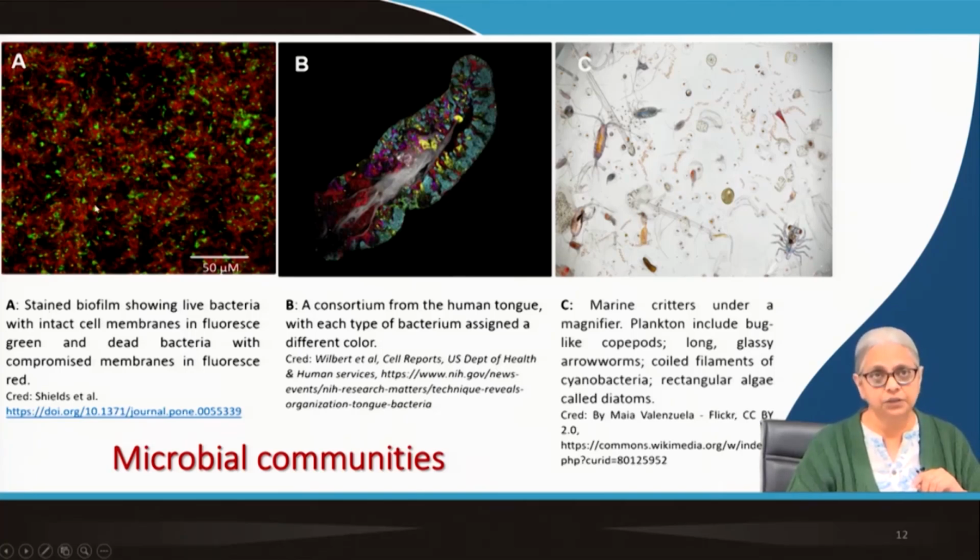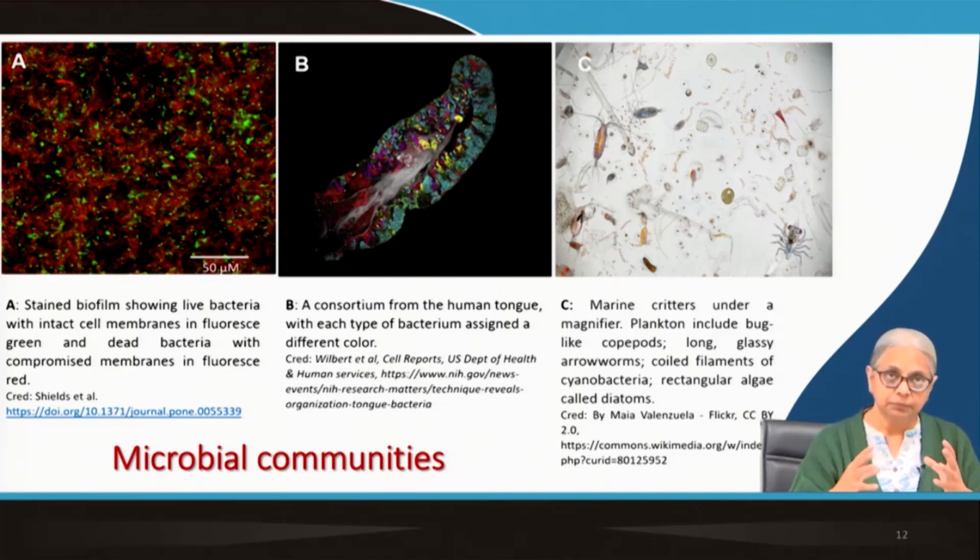Then you have stained biofilm. Here you have a stained biofilm, and this particular biofilm has been stained with a fluorescent dye. These dyes will fluoresce green if the cell membrane is intact. So you can see that if the cell is intact, it will fluoresce green, and the ones that have damaged cell membranes are no longer living, and therefore they are fluorescing red. So we use this kind of technique in fluorescence microscopy sometimes to differentiate between living cells and dead cells.